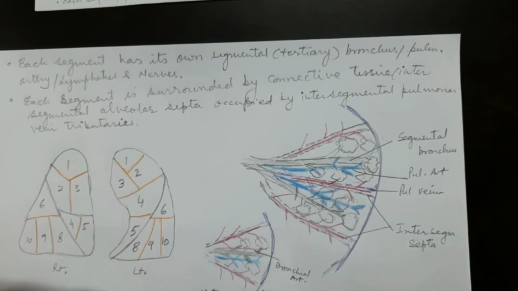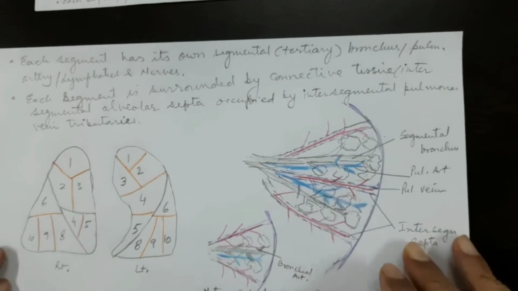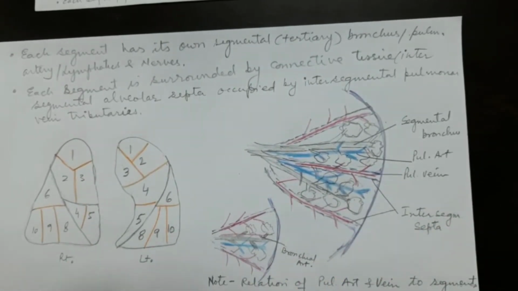Now each segment is well defined. I said in the earlier definition that each bronchopulmonary segment is well defined, and how is it well defined? It is surrounded by connective tissue, okay, intersegmental alveolar septa. So one segment is differentiated or separated from the neighboring segment with the help of this connective tissue septa, okay, septa. So this is how it is well defined.